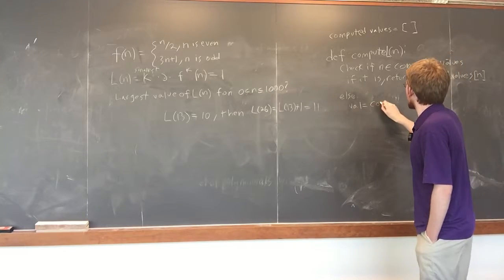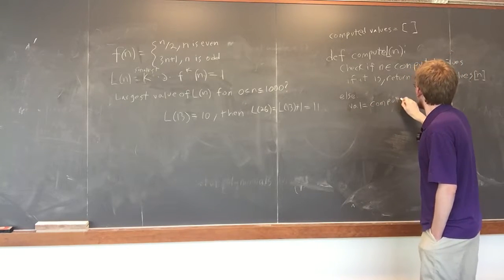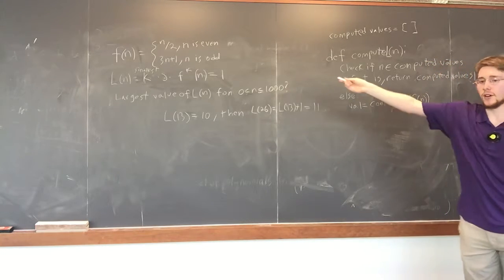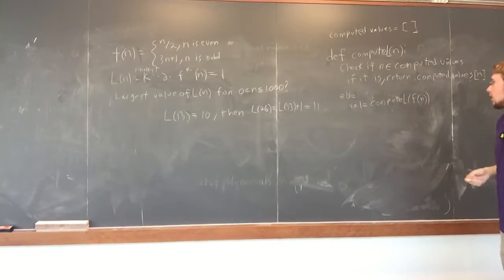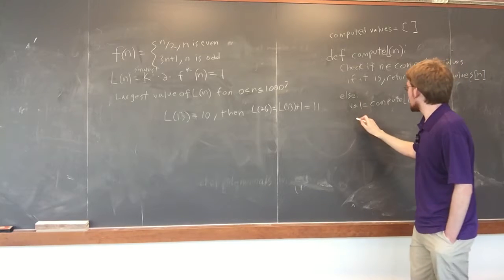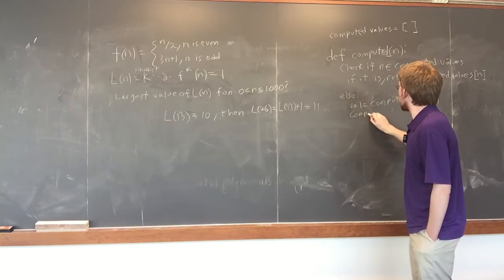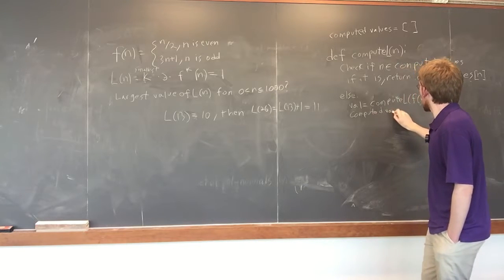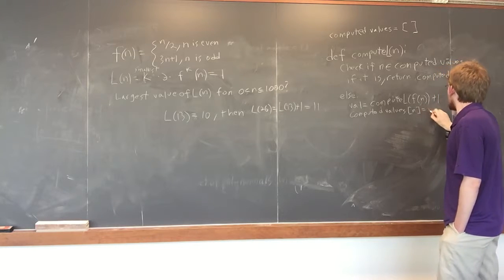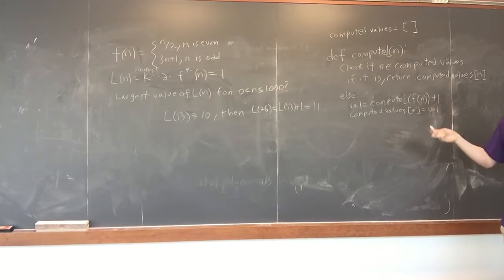So we're going to recurse on compute of f of n, where f is that function defined over there. Plus 1, because we iterated f one time plus the number of times it takes to get from f of n to 1. And then, before we return, we just say that computed values of n is equal to val. Because now we've already computed this, we don't need to compute it again.